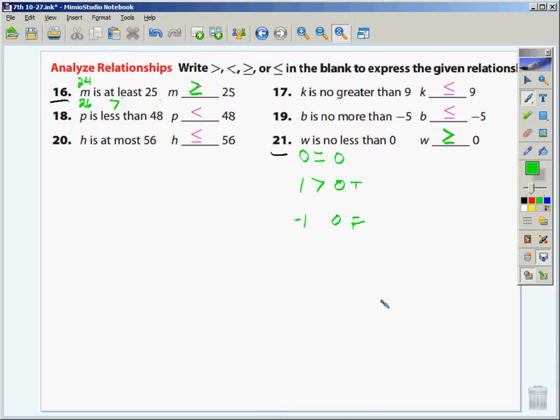Wait, no less? What do you mean by no? Okay. Is negative 1 no less than 0? What are numbers that are less than 0? Negative 1, negative 2, negative 3. But it's saying it can't be. It's no less. So it's looking at the ones that are equal to or greater than.